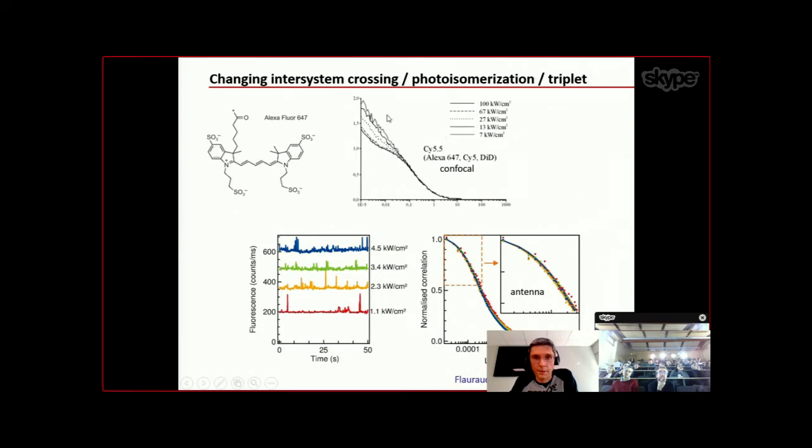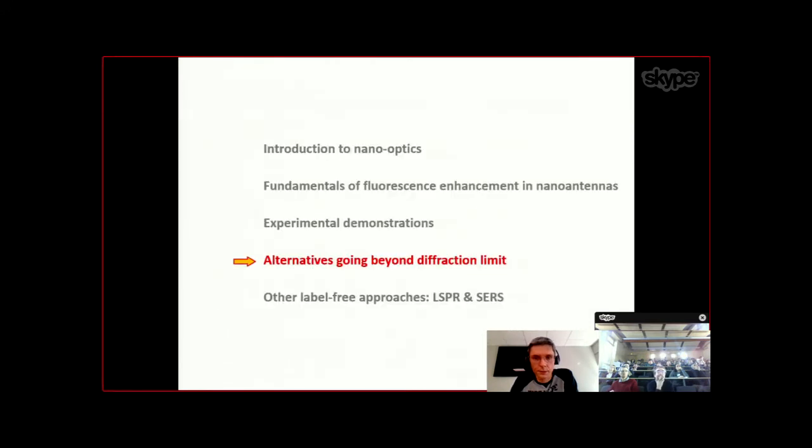Typically, you see photoisomerization and triplet blinking at microsecond scale. But when you put it in the antenna, then you don't see this anymore. Because every time the molecule is excited, it's going to emit a photon and go down to the ground state 100 times faster than here. So you do not see so much the triplet blinking in these cases. So it's another way to change the observation of photodynamics. That's another illustration that all photodynamic rates and all observables that you can measure are potentially changed.